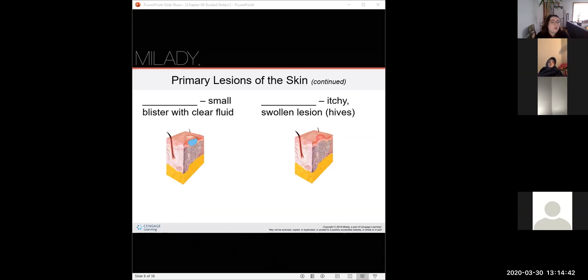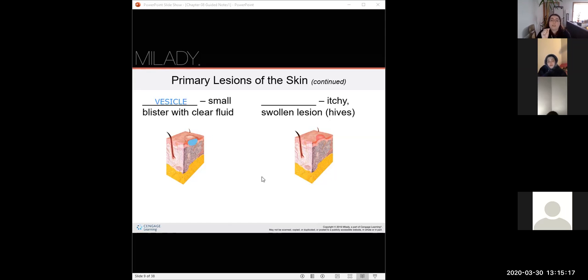Okay. More primary lesions of the skin. We have a small blister with clear fluid. This is important to differentiate from a pustule or a papule. It's filled with clear fluid that's not pus or infected, and that is a vesicle. It's like a small blister or a sac containing fluid that lies just under the epidermis.